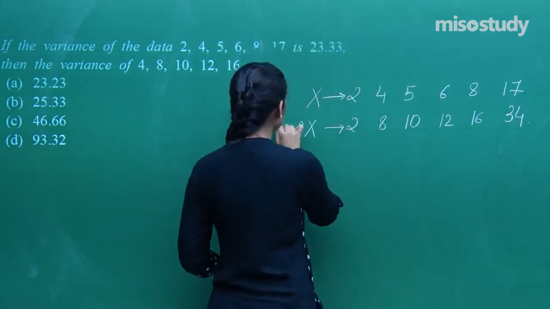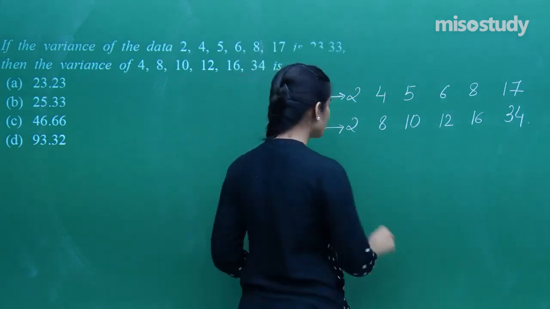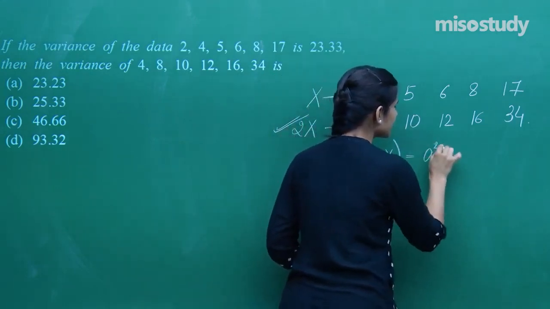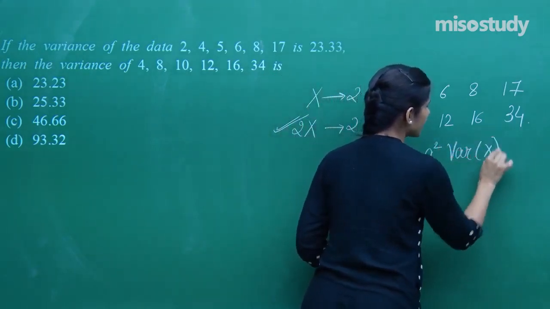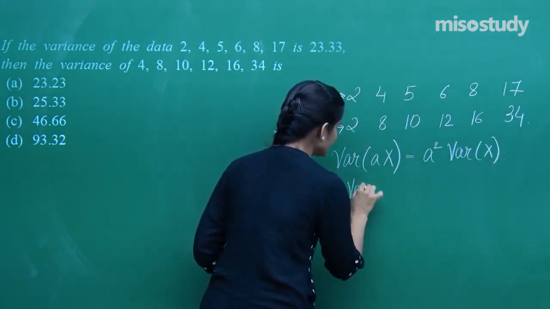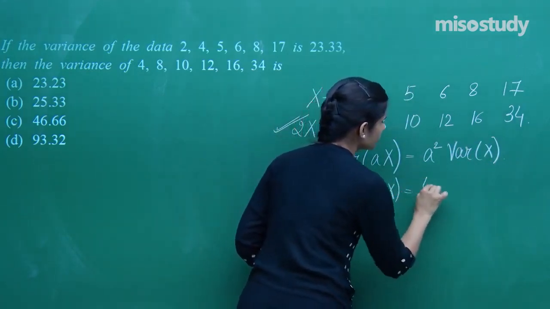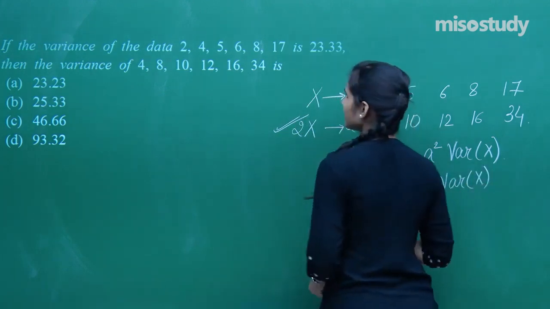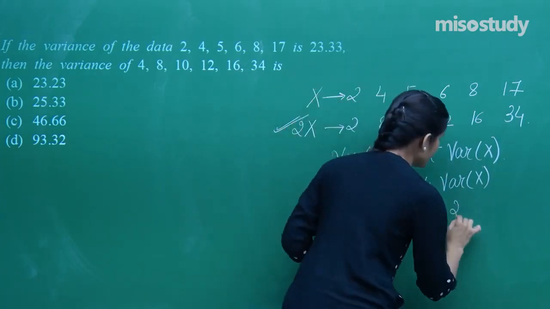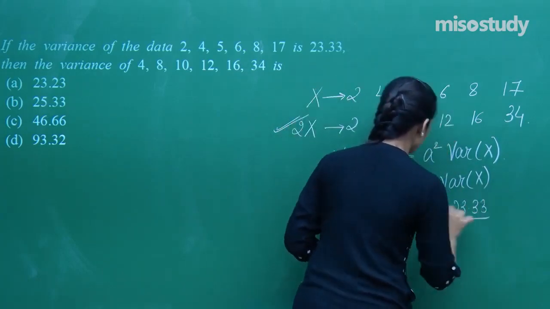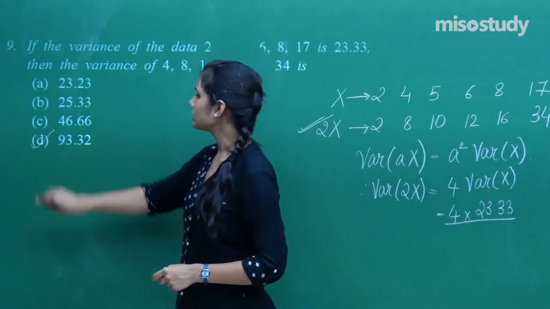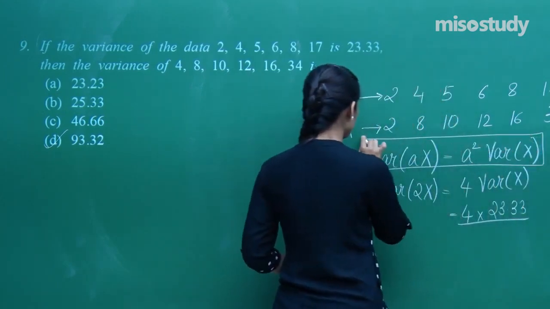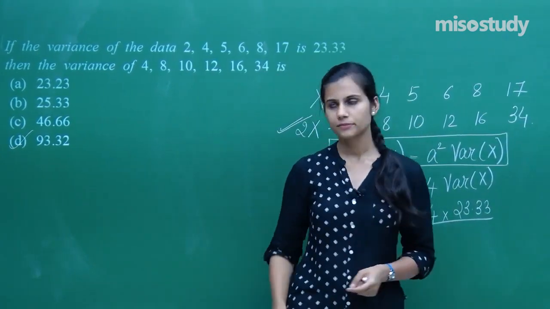If you are being asked the variance of this particular random variable, you should remember that the variance of scalar times x is scalar square times variance of x. Therefore, variance of 2x will be equal to 2 square times variance of x, which is 4 times the variance of this variable given as 23.33, and the answer is 93.32. Just remember this relationship and you are going to sail through the question.